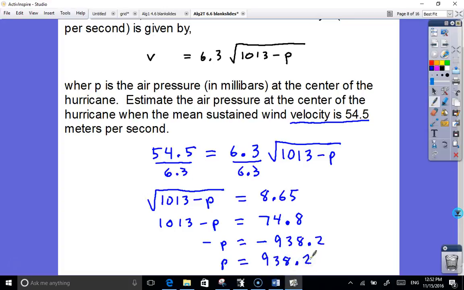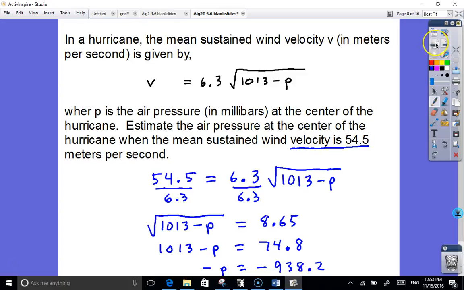So when the central pressure gets down that low, the mean sustained wind velocity is 54.5. It doesn't quite explain where that wind is. We know the hurricane's a big thing. Is it in the center, in the eye of the storm? Probably not. That's where it gets calm. Is it right outside the eye? It says something about being a mean sustained wind. So is it some band that goes a certain distance of miles? There's more to this story, basically.